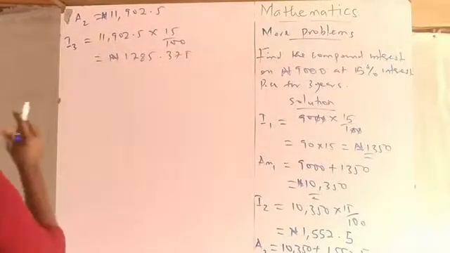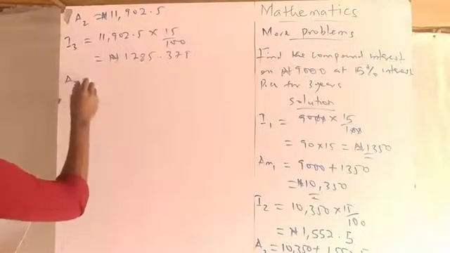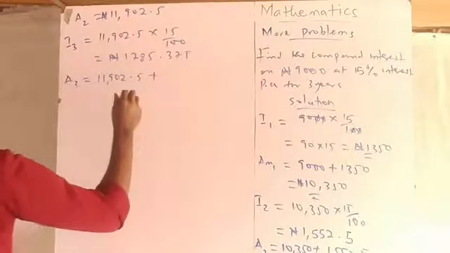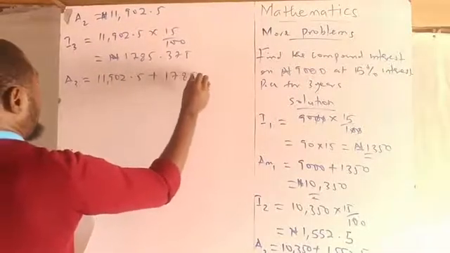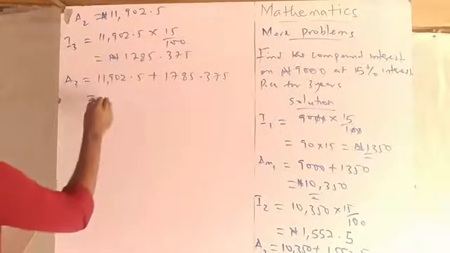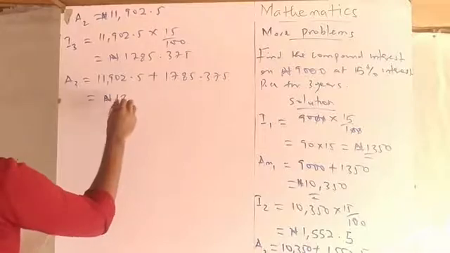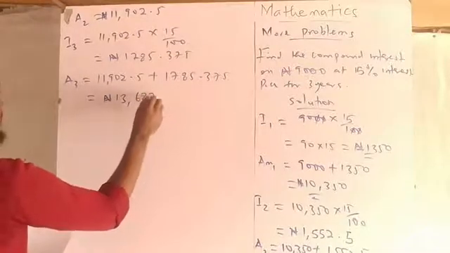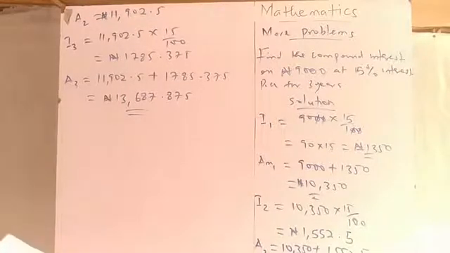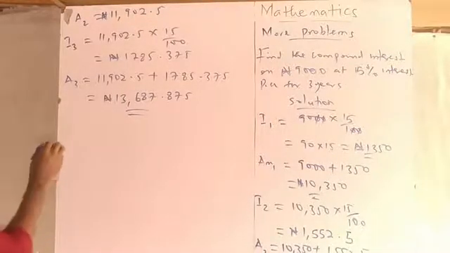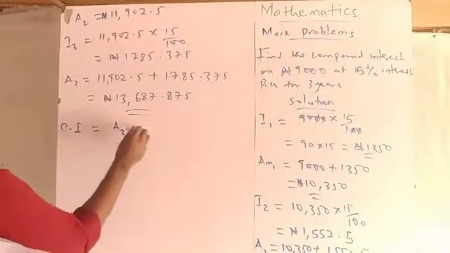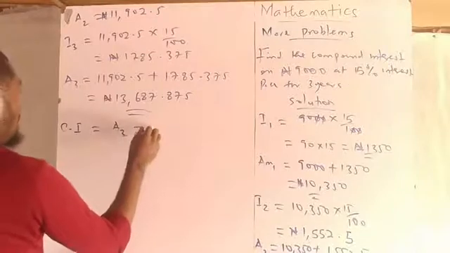Then our amount for the third year will simply be 11,902.5 plus 1,785.375, and our result will be 13,687.875. Here is our amount for the third year. Then you find our compound interest. Our compound interest will simply be the final amount, amount 3, minus the original principal.